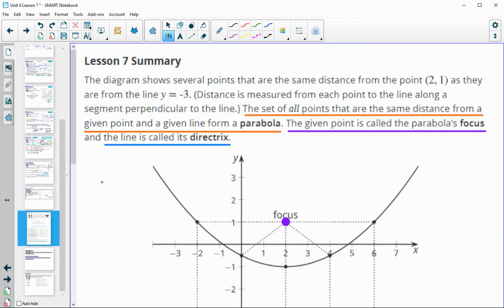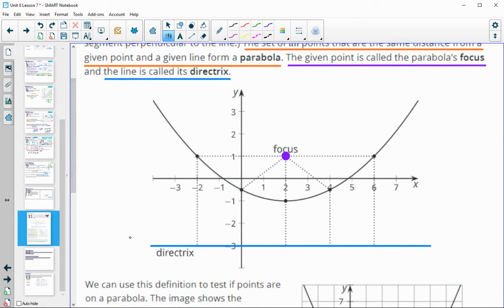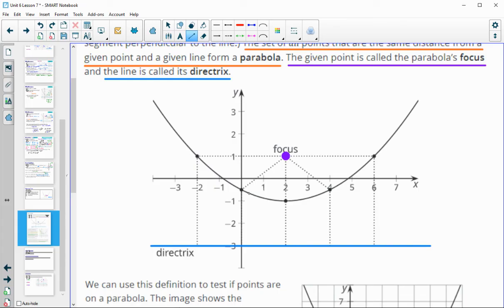And then here's a summary. So the set of all points that are the same distance from a given point form a parabola. So this curve is the parabola. That given point is called the focus. And the line is the directrix. So any point on this parabola, the distance from the point to the focus and the distance from the point to the directrix are equal. So these two green lines are equal, and that would happen throughout.